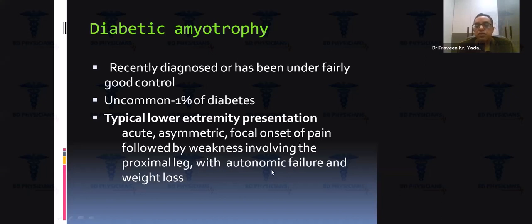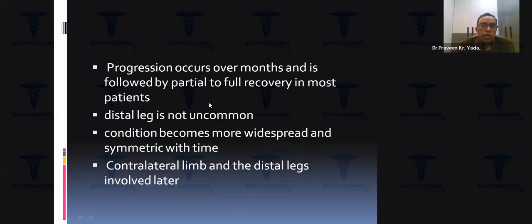by weakness and wasting. So the pain will be very severe, acute onset, followed by wasting and weakness. That should give you a clue that it is likely to be a diabetic amyotrophy. And the progression occurs over a month, and it is followed by partial or full recovery in most of the patients. Over a period of 6 months to a year, most of the patients improve.